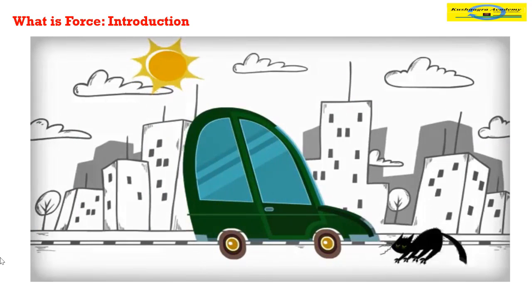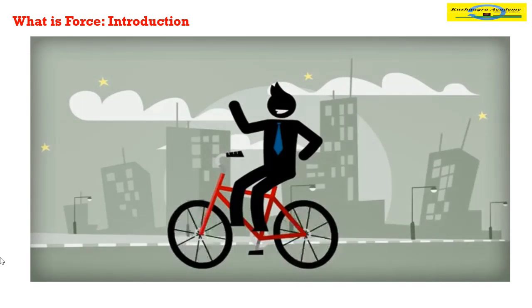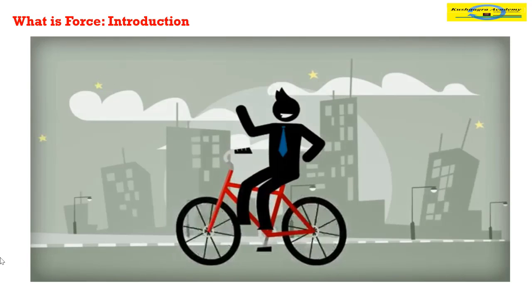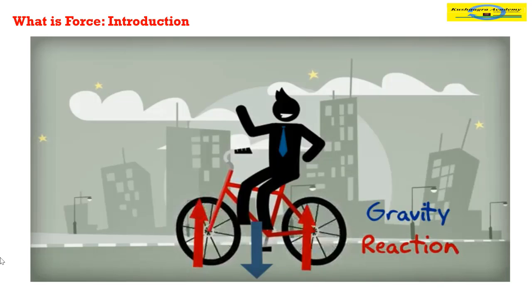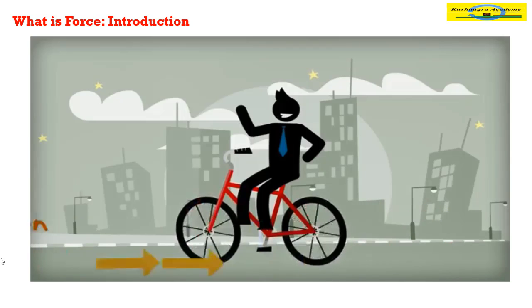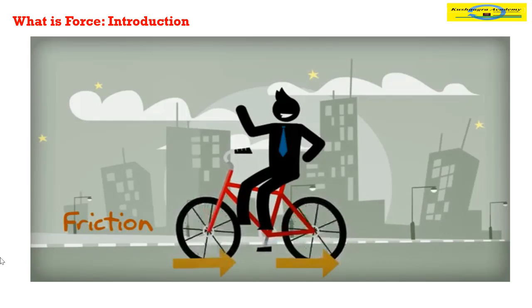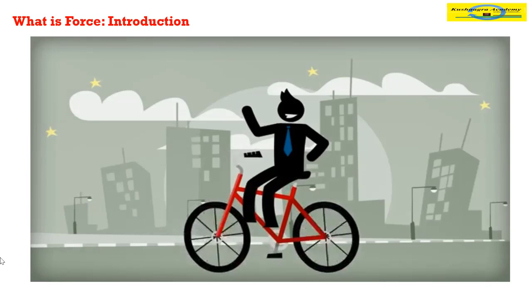A cyclist on a bicycle experiences the interaction of different forces. Gravity pulls the weight of the bicycle and the rider towards the Earth, while an equal reaction force acts upwards to balance gravity. As he rides, the frictional force between the wheels of the bicycle and the ground acts against the forward force, so he doesn't go too fast.